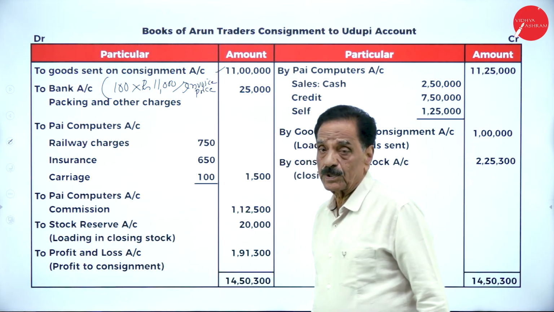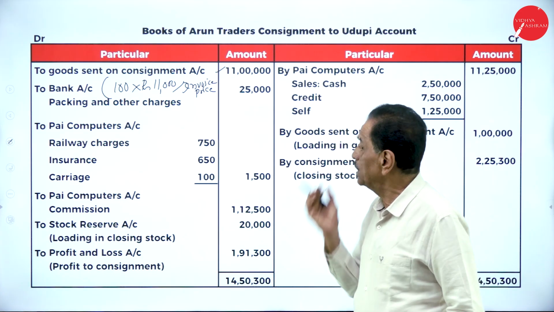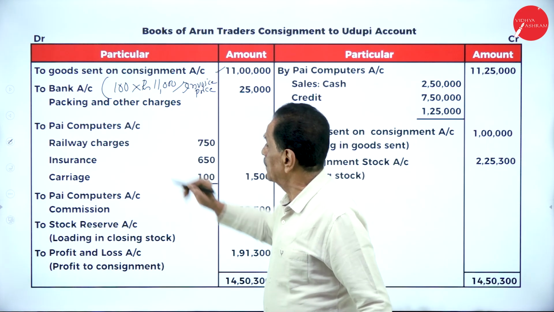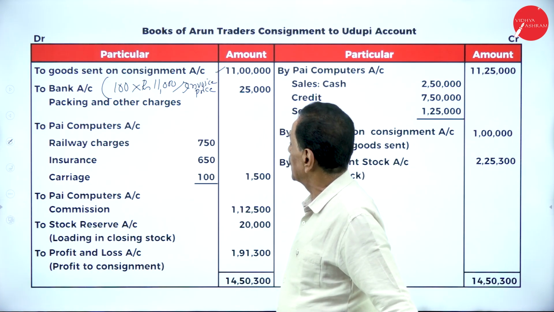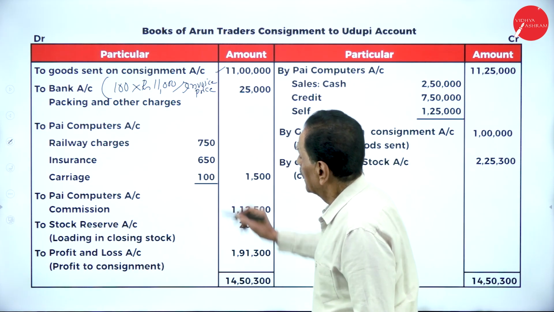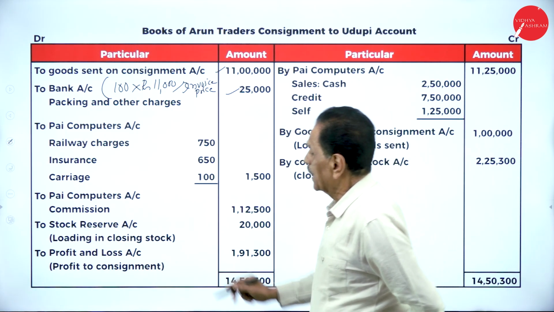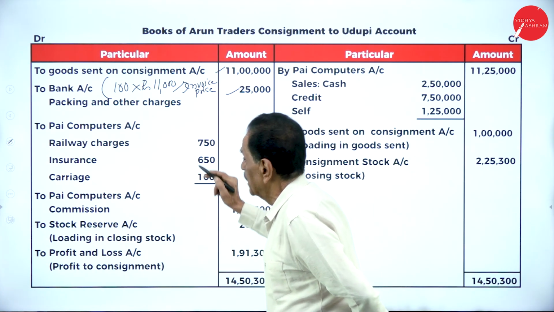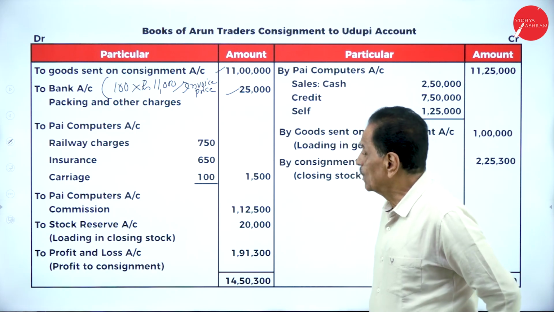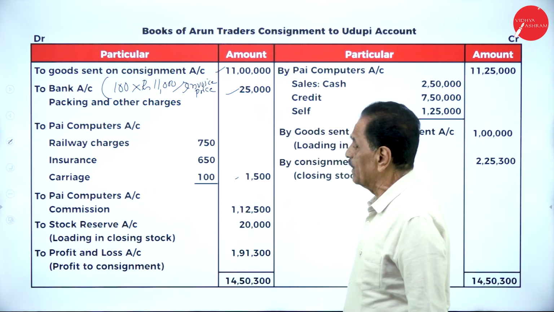Goods sent on consignment at invoice price. Real cost is 10,000. Invoice price is 11,000. On these 100 computers, 11,000 each comes to 11 lakh. The expenses of the consignor are 25,000. The expenses of the consignee: railway charges 750, insurance 650, carriage 100, totally 1,500.